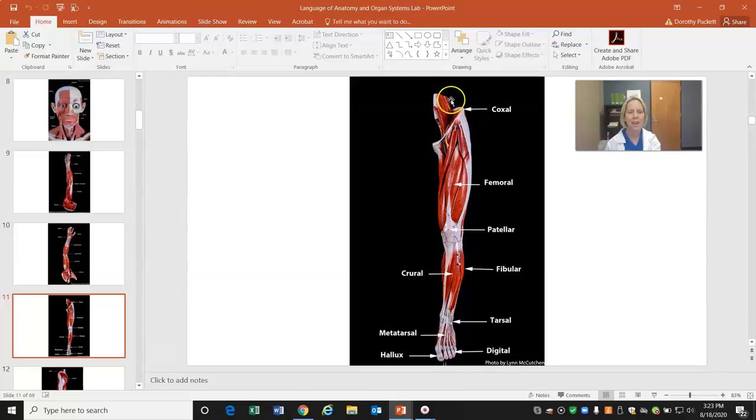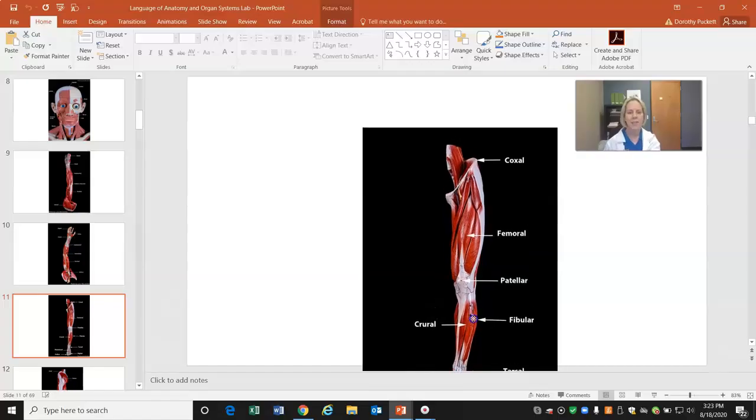Here's the hip again, the coxal region. The thigh is the femoral region. The patellar region is the kneecap. The crural region is the leg. But we can see on the side here, this is the lateral side or the outside of the leg. We call that the fibular region, and that's where the bone called the fibula is located.